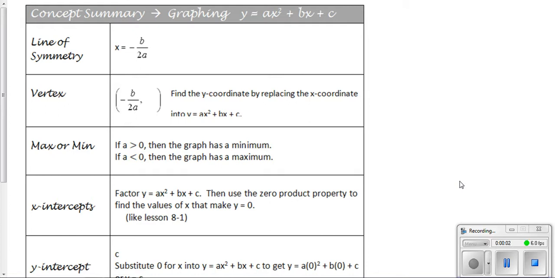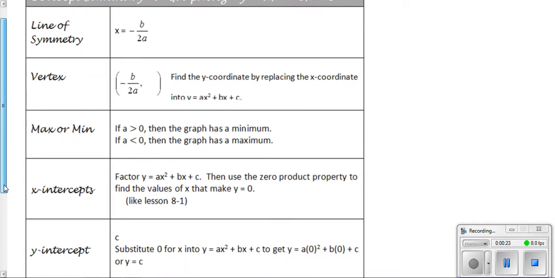Lesson 41 is going to steal a bunch of the concepts from lesson 40. Again, you'll want to refer to this table here. You'll have to do the line of symmetry, your vertex, your max and min. What's new in this lesson is going to be finding your x-intercepts, which is going to spill over from Unit 7, and the y-intercept, which really you've done throughout the entire year.